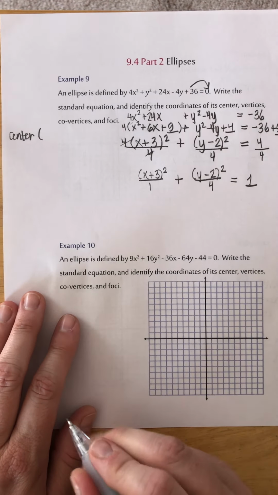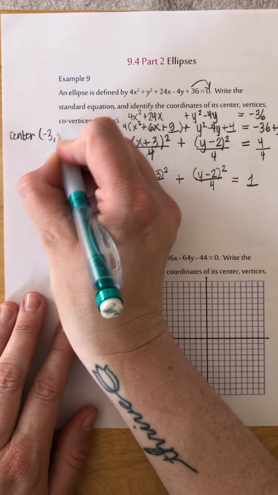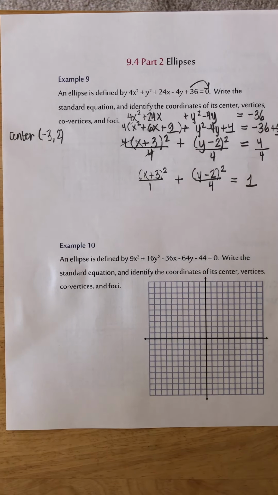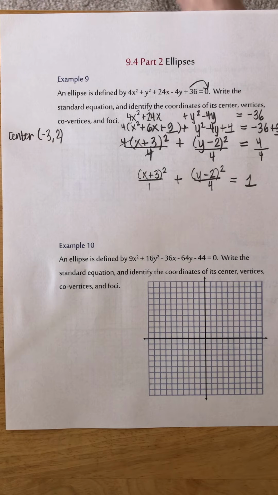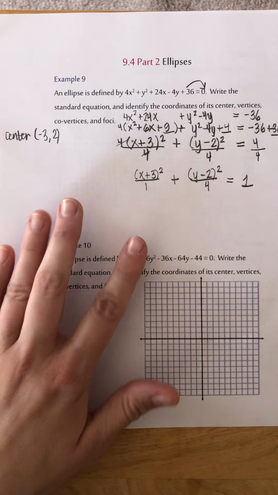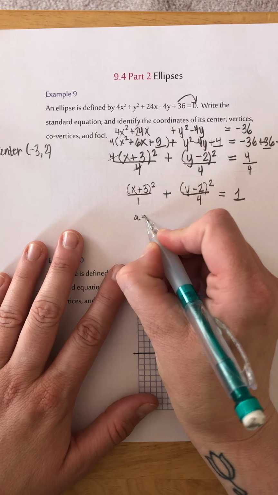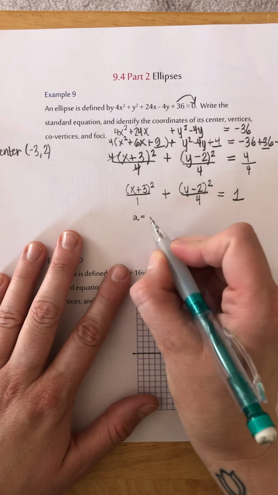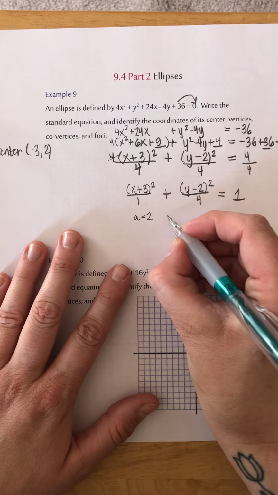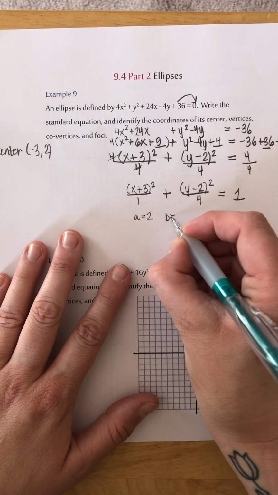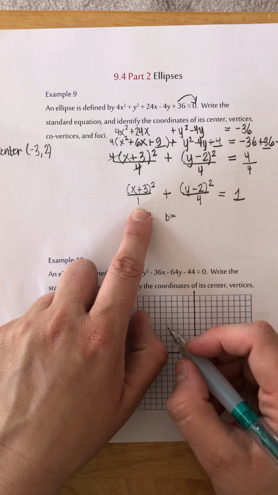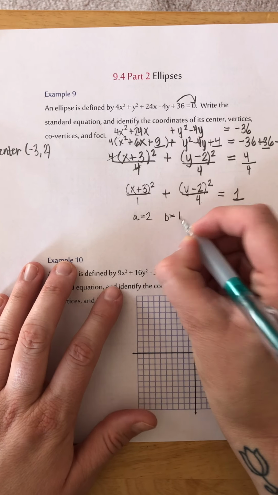So h and k: the h is -3, the k is positive 2. Before I go any further, I need to find the a, the b, and the c. So let's do a little bit of work. The a squared is your larger denominator. So a squared is 4. That means a is 2. The b squared is your smaller denominator, which is 1. And if I take the square root of that, I get 1.